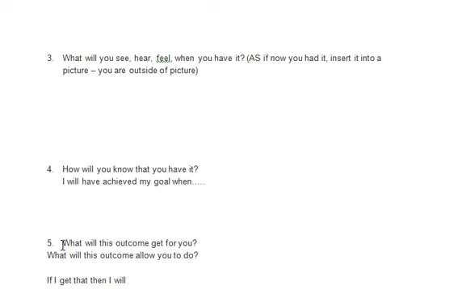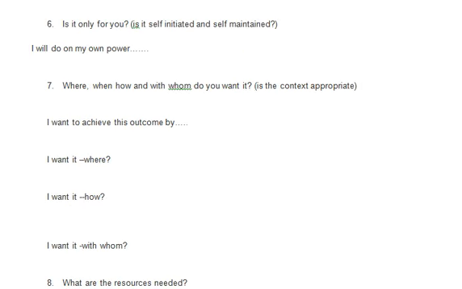Number 5 is what will this outcome get for you? That's important because this outcome may allow you to do things and you need to be aware of that. So basically you've got to finish the sentence saying, if I get that, then I will be able to, etc., etc.